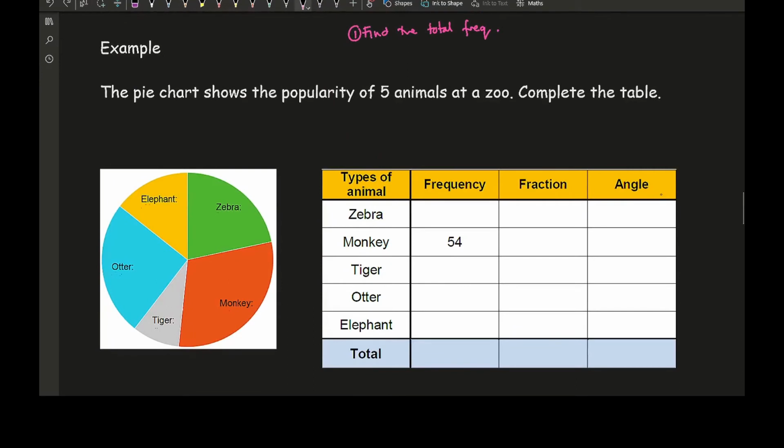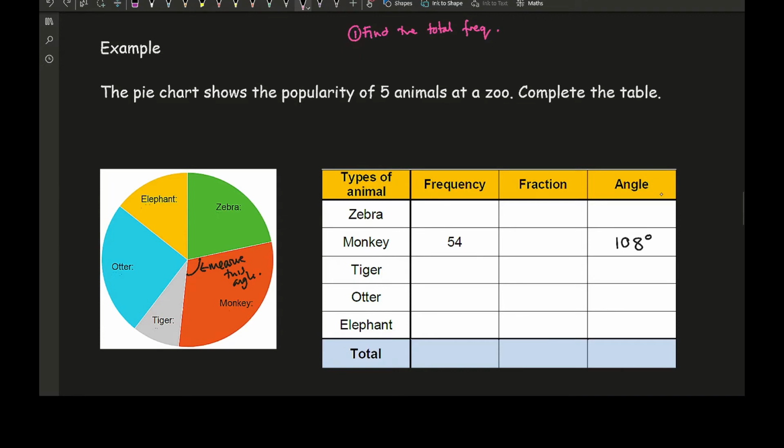Well, actually, before I do that, I need to measure this angle. Why am I measuring that one? Because that is the frequency that I do know. Now, if I measure that angle with my protractor, it's an obtuse angle. So using my common sense, I measure it accurately and I get 108 degrees.